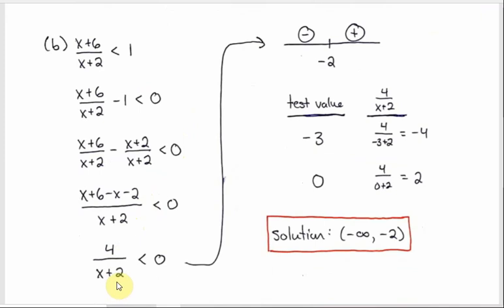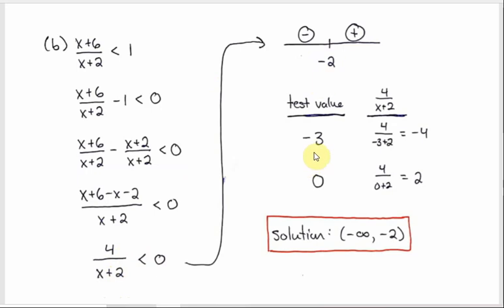Right? So 4 over x plus 2 is less than 0. When you look at this, the only value that would make either the numerator or denominator 0 is negative 2. That's going to make the denominator 0. Nothing's going to make that numerator 0. So we just have to check to the left and the right of negative 2.